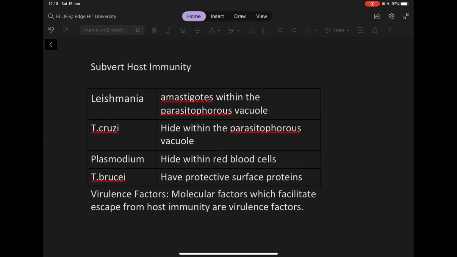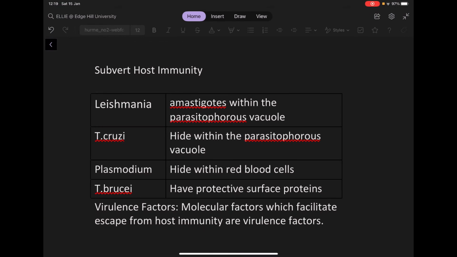So, in order to survive the host immune system, parasites have these things called virulence factors. These are molecular factors which facilitate the escape from the host immune system. I'm going to give you some examples. They can differentiate within a vacuole, within the cells, so that the immune cells can't actually see them. They're sort of hidden in a vacuole.